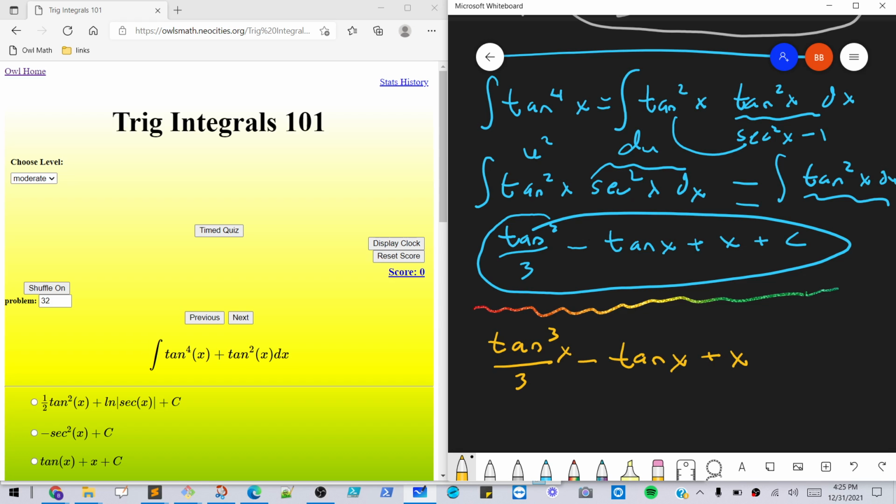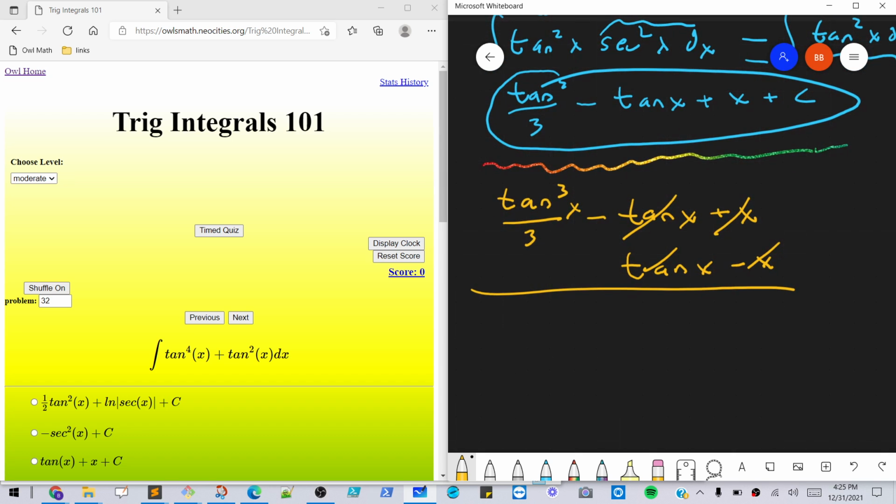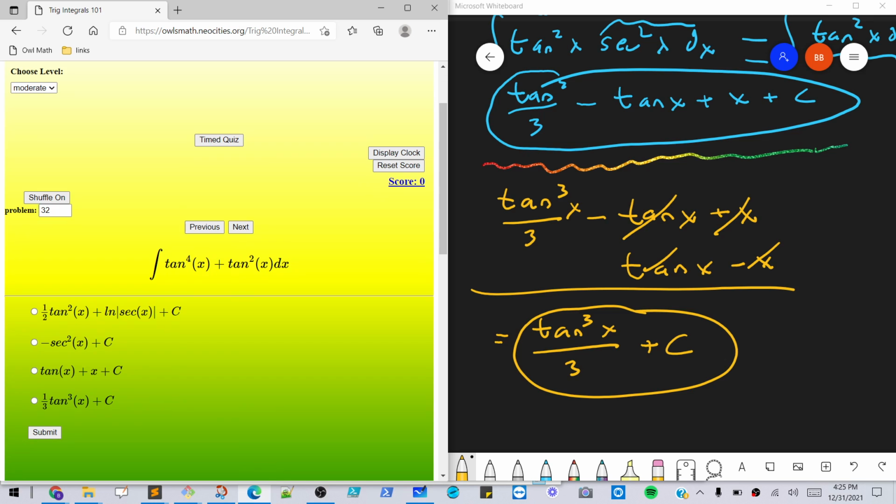So here's our tan to the 4th piece. And then we have the tan squared integral, which was this. And the thing with a lot of these integrals is you get a nice cancellation. This cancels with this, cancels with this. And we're left with our final answer, which is just tan cubed x over 3 plus c. We're done. Let's see if we got it right. That's correct.